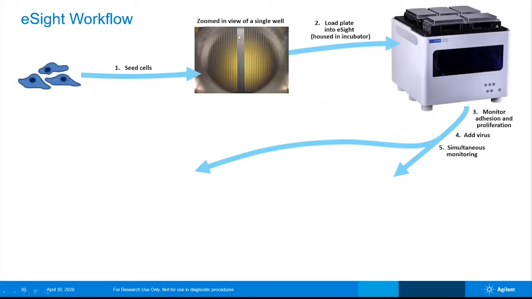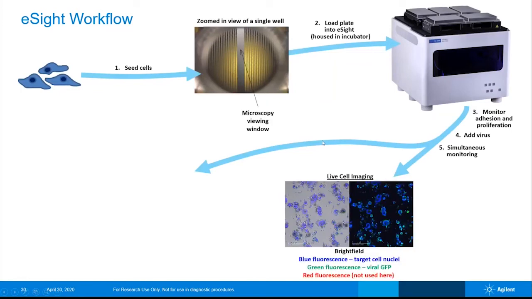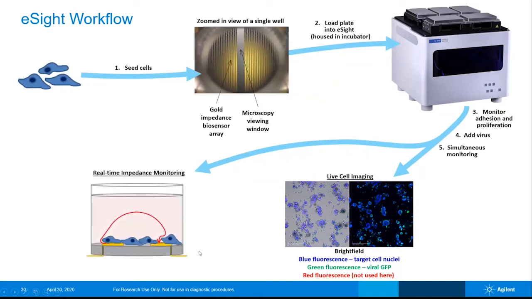Using the microscopy viewing window in the center of the well, you're going to be able to capture live cell images. So this will include bright field as well as the red, green, and blue fluorescence channels. In this example image here, the red channel has not been included. At the same time, the gold biosensor array will continuously monitor impedance data in the same manner that I've already described for you.